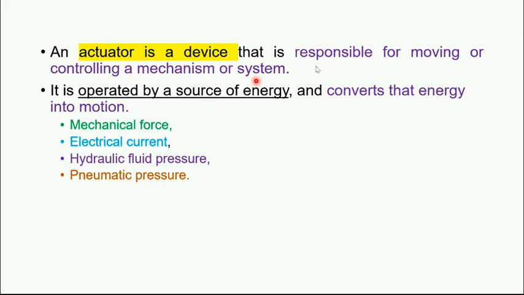So the actuator device is responsible for moving or controlling a mechanism in a system. It converts energy into motion. It needs a source of energy, so it cannot work independently. There should be some energy input. The energy input can be in the form of mechanical force, electrical current, hydraulic fluid pressure, or pneumatic pressure.